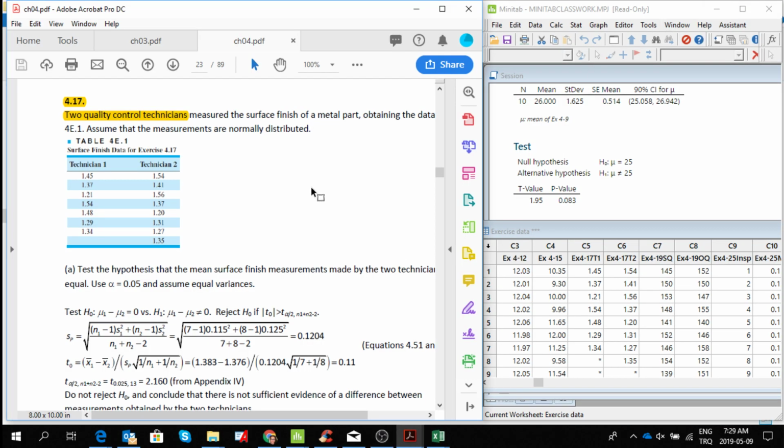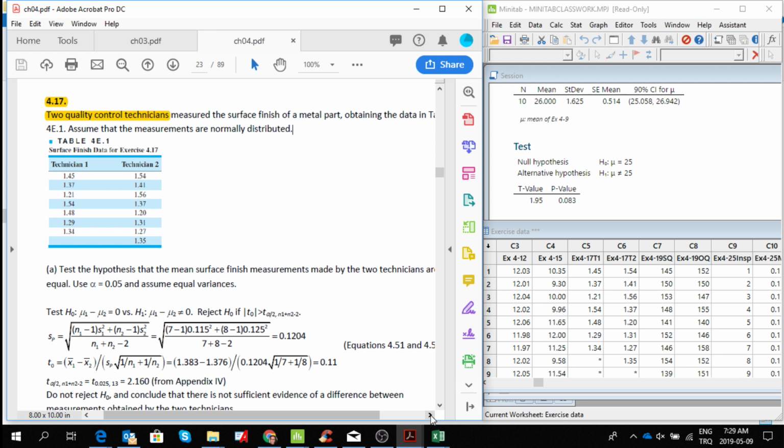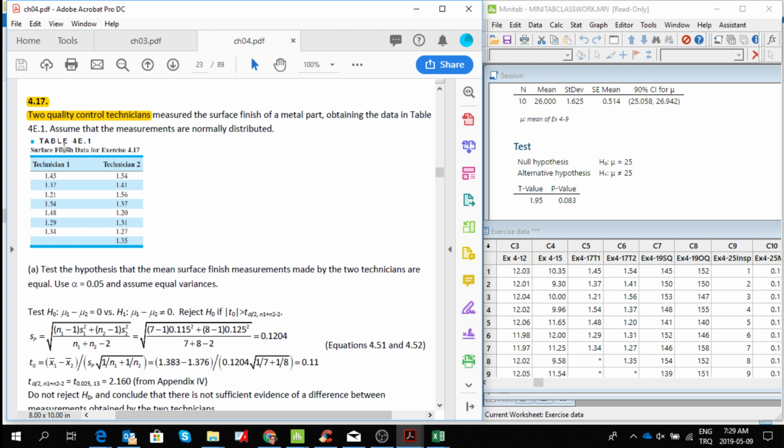In this question, we have two populations and two samples obtained from the populations, and the problem is as follows. Two quality control technicians measured the surface finish of a metal part, obtaining the data in the table given here. The data table is given here, and we have it on Minitab too. We upload that to Minitab down here.